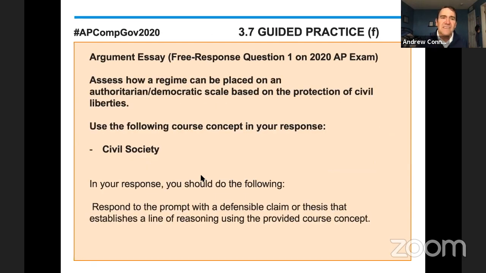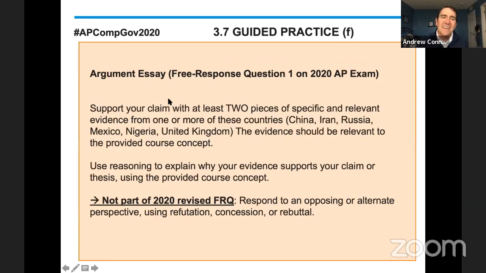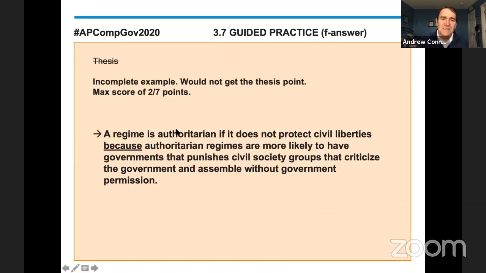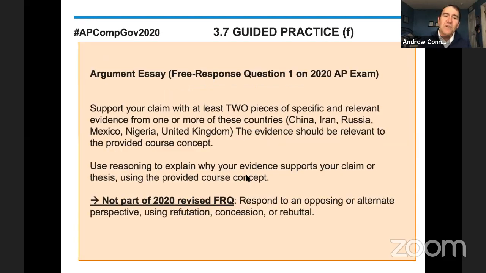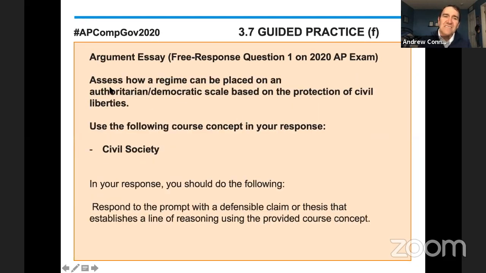Remember, the prompt is to assess how a regime can be placed on an authoritarian and democratic scale. And this thesis is talking about authoritarian government. It's saying a government could be categorized as authoritarian because it doesn't protect civil society and civil liberties. It's certainly making an attempt to answer the prompt. I don't know if this actually gets to what the prompt is talking about with the authoritarian and democratic scale. And so don't take a risk.